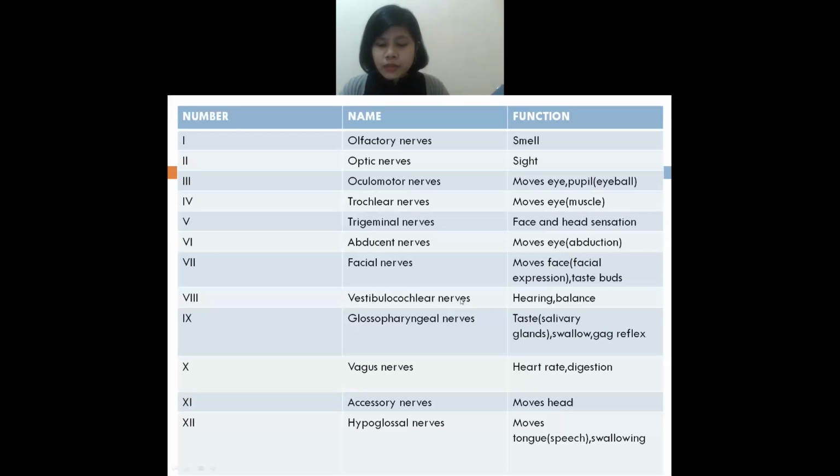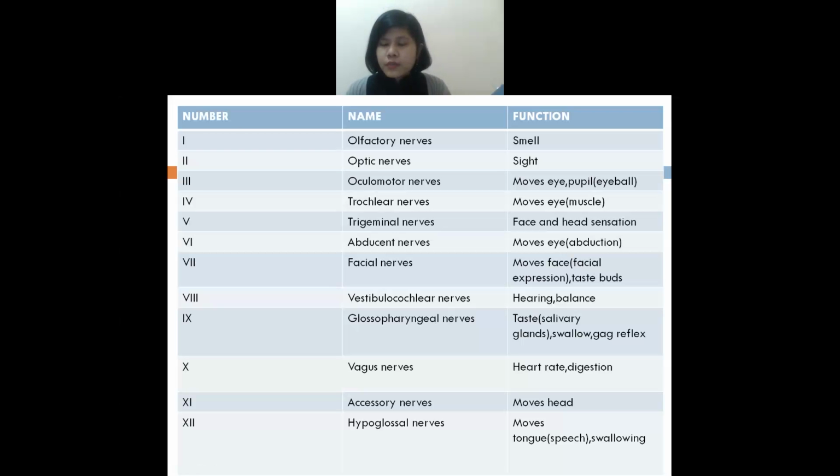Next, number 8 is vestibulocochlear nerves. The vestibulocochlear nerves help you in what? The vestibulocochlear nerves help you in hearing and balancing. I mean, they balance the amount of sound or voice which you receive.